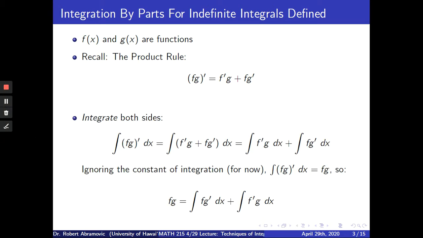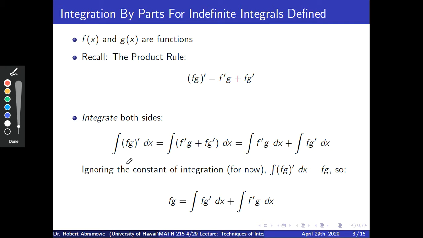When we integrate both sides, what we're doing is adding an integral to both sides of this equation, and then, of course, dx, because when you put functions in the integrand, you need to put dx. Rules of indefinite integrals say that the indefinite integral of a sum is the sum of the indefinite integrals.